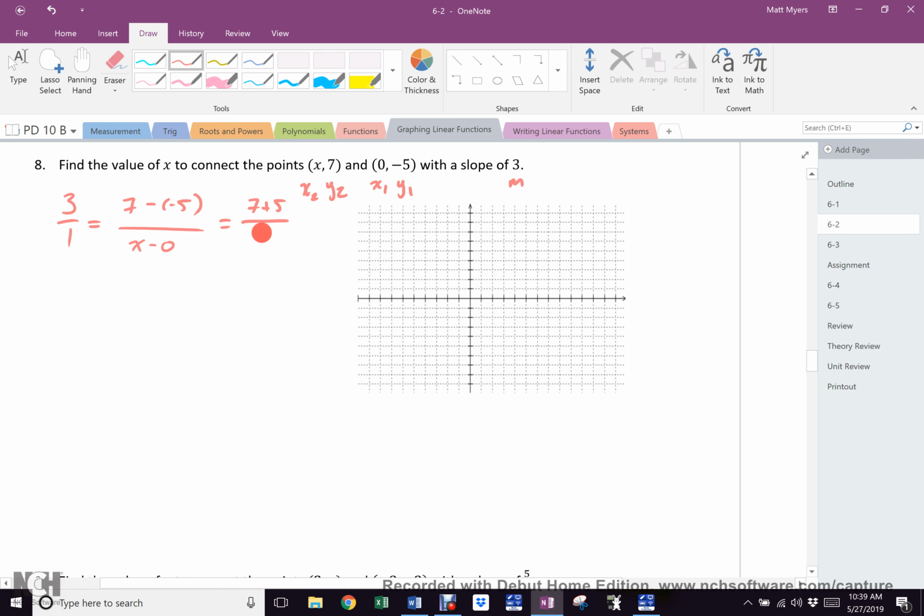X minus 0, which is really x. What's 3 times x? 3x. What's 1 times 7 plus 5? 12. What does x equal? 4. Now we come over to the graphing side.